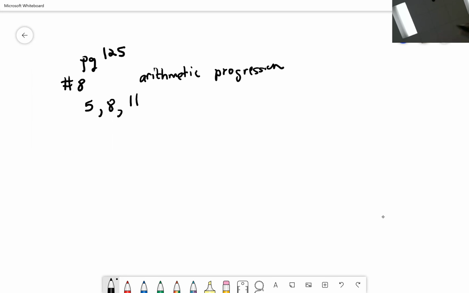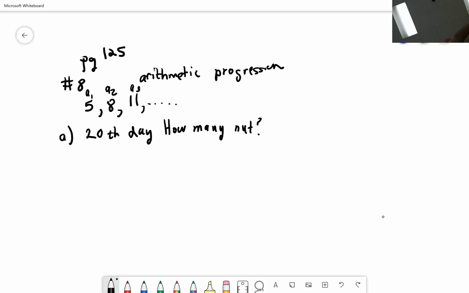So now it says, how many nuts will it collect on the 20th day? So we want to know on the 20th day, how many nuts? Now, this is the first day, this is the second day, and this is the third day, and it goes on. At some point, it's going to be the 20th day. And I should write it differently. It would be a 20th. So how would we figure that out?